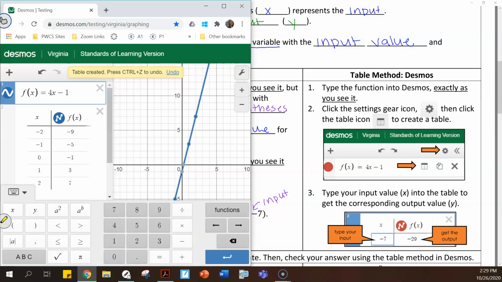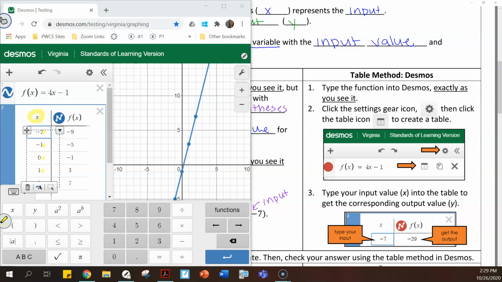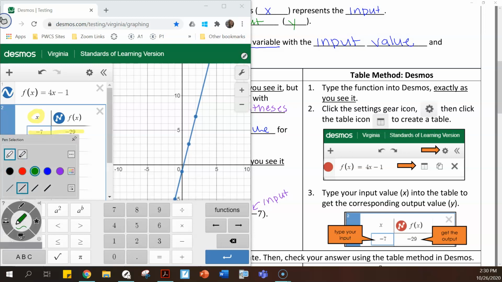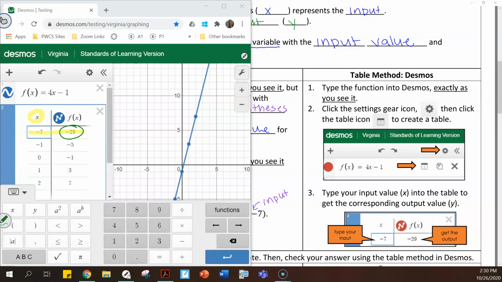So what this has done is Desmos is taking each of these input values, x equals -2, x equals -1, x equals 0, x equals 1, x equals 2, and it's constantly evaluating these. It's plugging those in exactly the same as we just did. So because it knows that the input value is going to go here, I can just type my input value. The input value that they gave me was -7. So all I have to do is put it in the table, and it tells me what my y value is. In this case, my output value, my y, is -29. Okay, this is a great way to check your work.